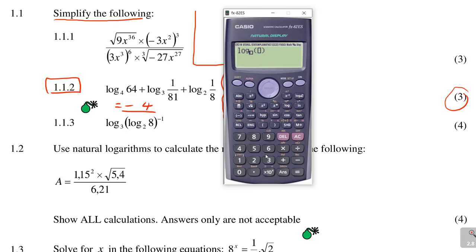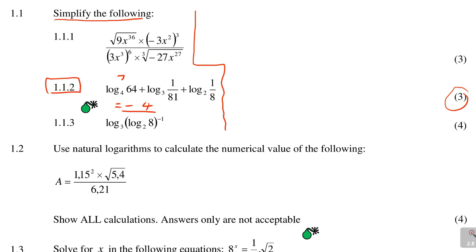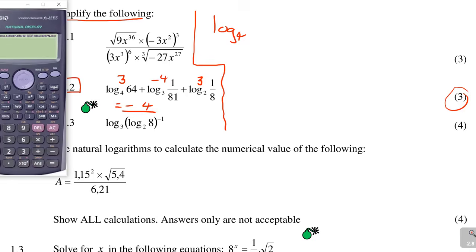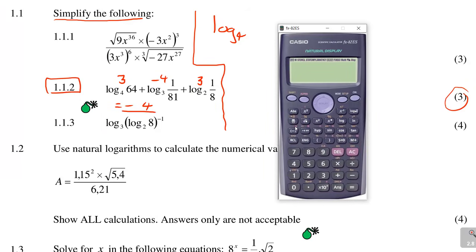What is log 2 of 1 over 8? You see that is minus 3. So what we have here is 3, minus 4, and then 3. So you just have to ask yourself, how did the calculator get these numbers? Now 64, using your calculator, these numbers are always linked. Ask yourself, how can I write 64 in terms of 4? Try 4 to the power of 3.